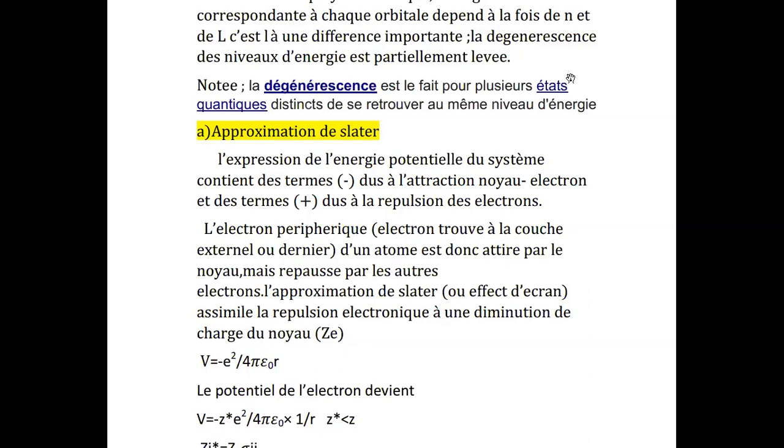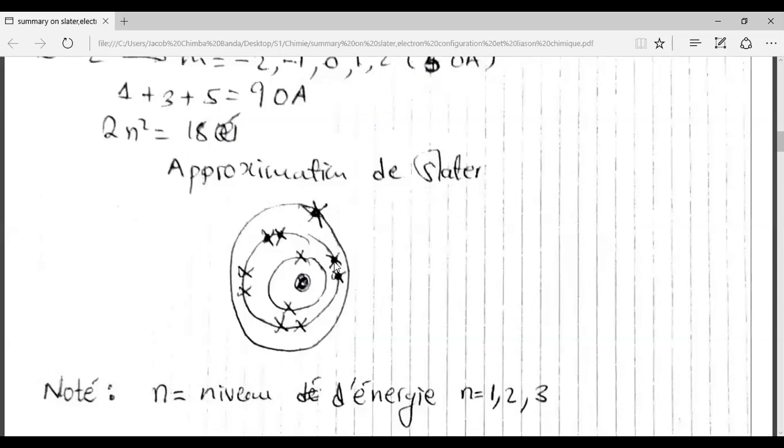If I can explain with this diagram, it will be easy. When you're calculating the approximation of Slater, you won't consider this one. You only consider the electrons found in this shell and the electrons found in this shell. Those are the electrons you consider. That's why they call it the approximation de Slater, in such a way that you only count the electrons which are effective, or active, at screening this electron. That's the energy which you calculate.